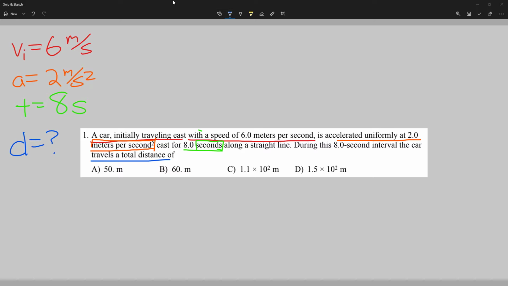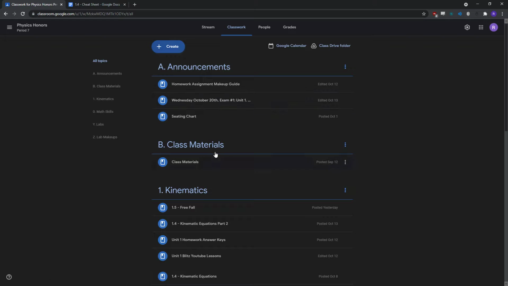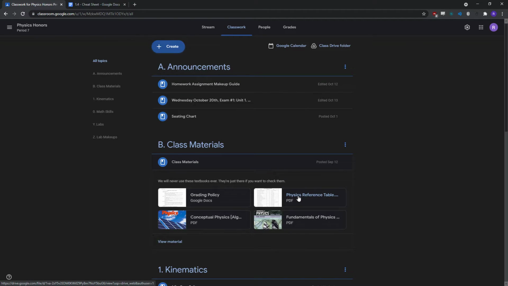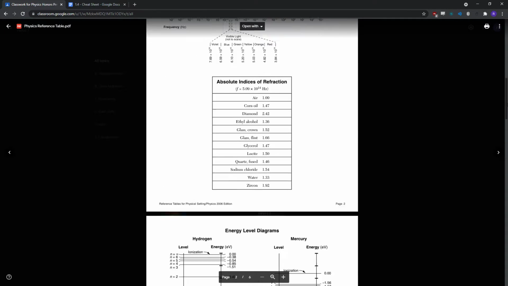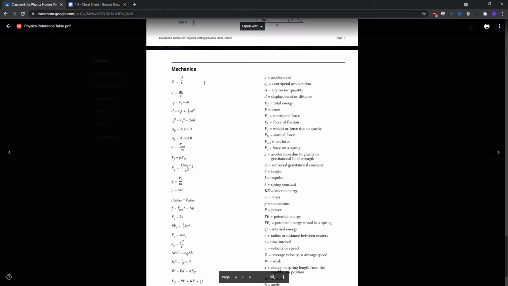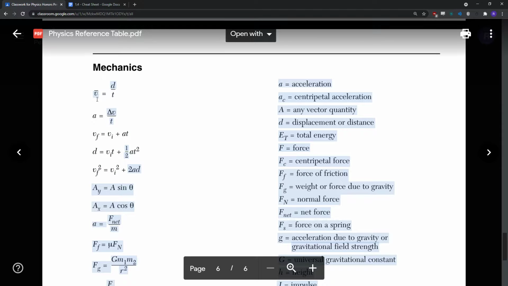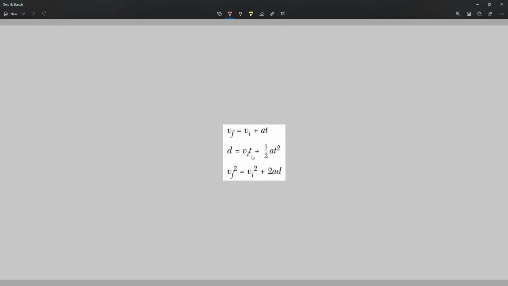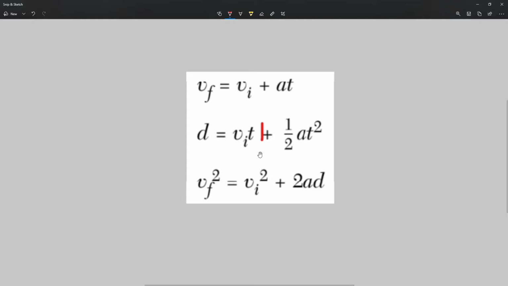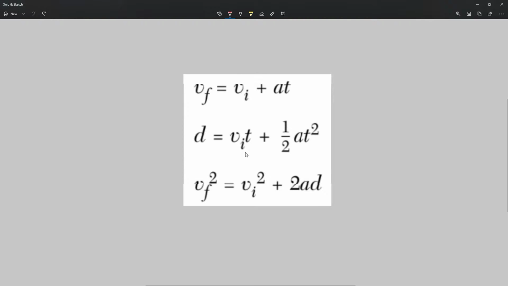So we're going to take a look at our reference table, in the class materials, and you should have a physical copy of your reference table if you don't already have one. We're going to go all the way to the final page, and we see these three formulas. And here they are, right? All I did was copy them over. Now, which formula do we use?